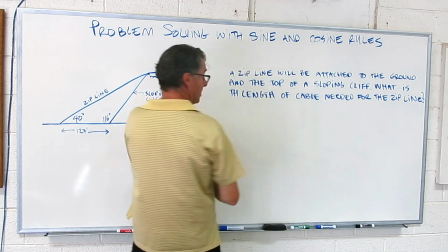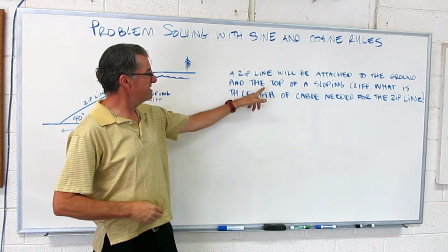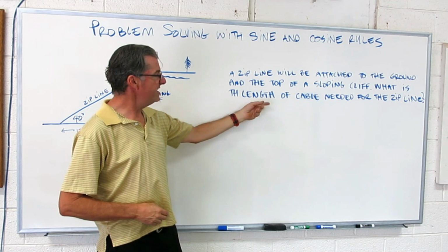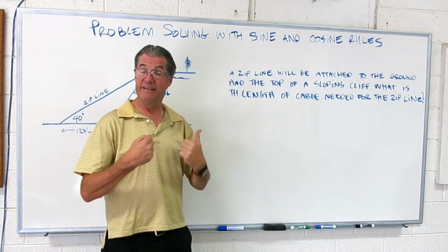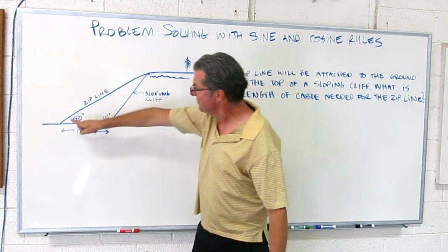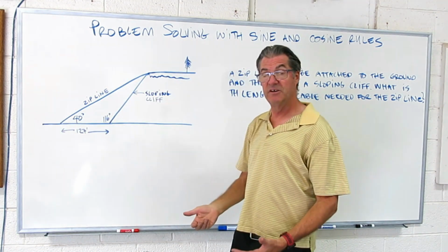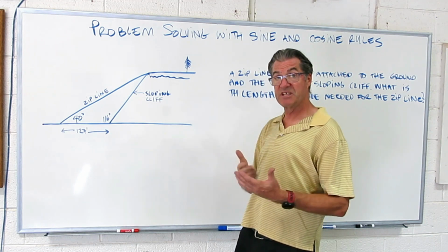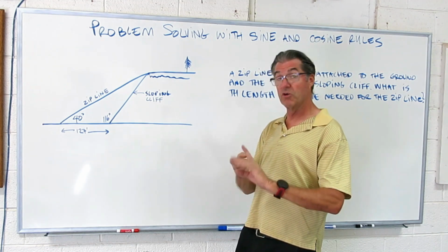So let's take a look at the problem again. A zip line attached to the ground on the top of a sloping cliff. Here's the question: what is the length of the cable needed? So back to the diagram. We need to figure out how long this cable is going to be. So pause the video for a minute and think about this problem and decide whether you need to use the sine rule or the cosine rule.